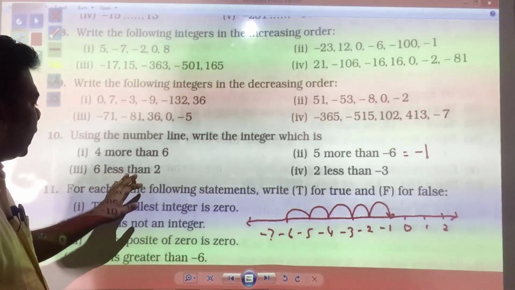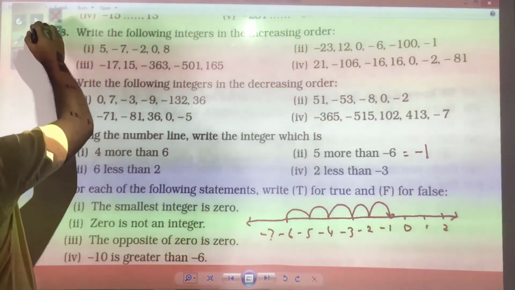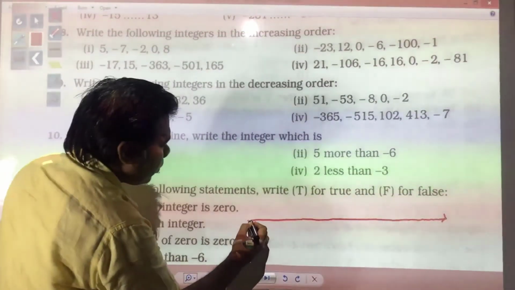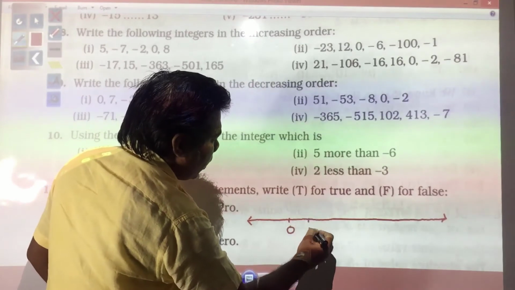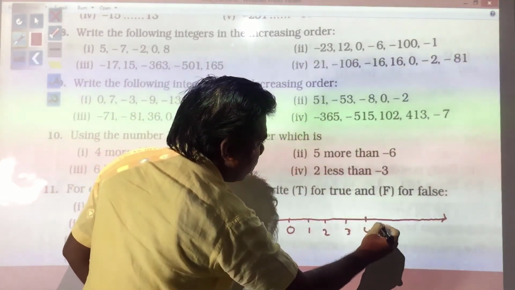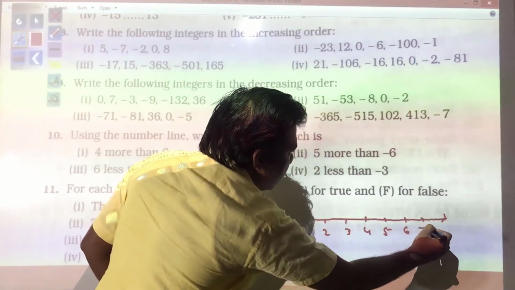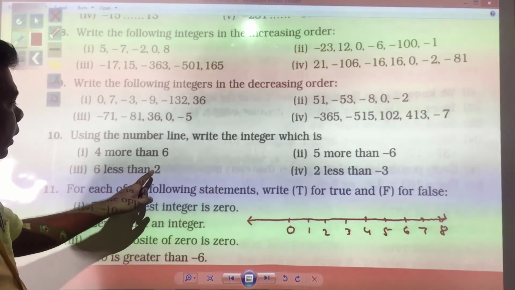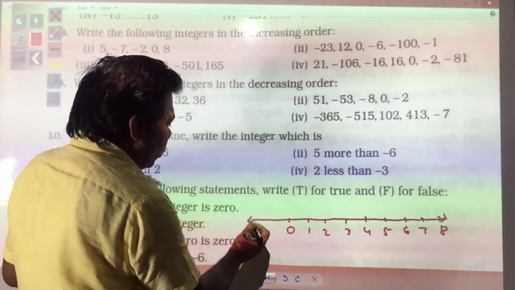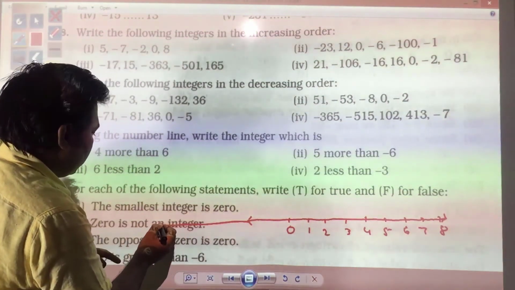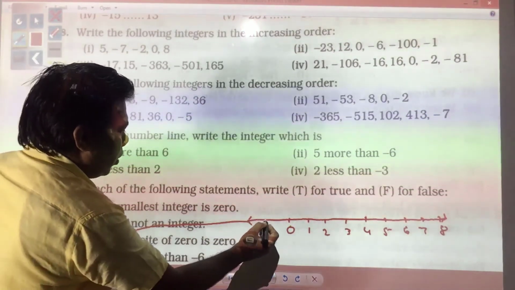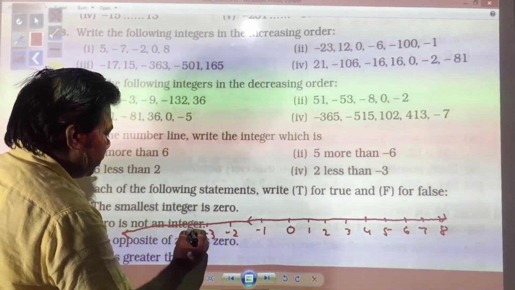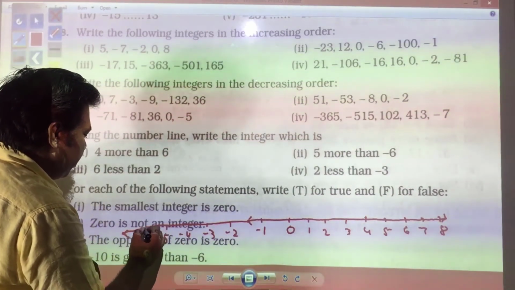Next, 6 less than 2. So, again, suppose this is your number line, this is 0, 1, 2, 3, 4, 5, 6, 7, 8. Here you see 6 less than 2. If you will draw, this side we need to move: -1, -2, -3, -4, -5, -6.